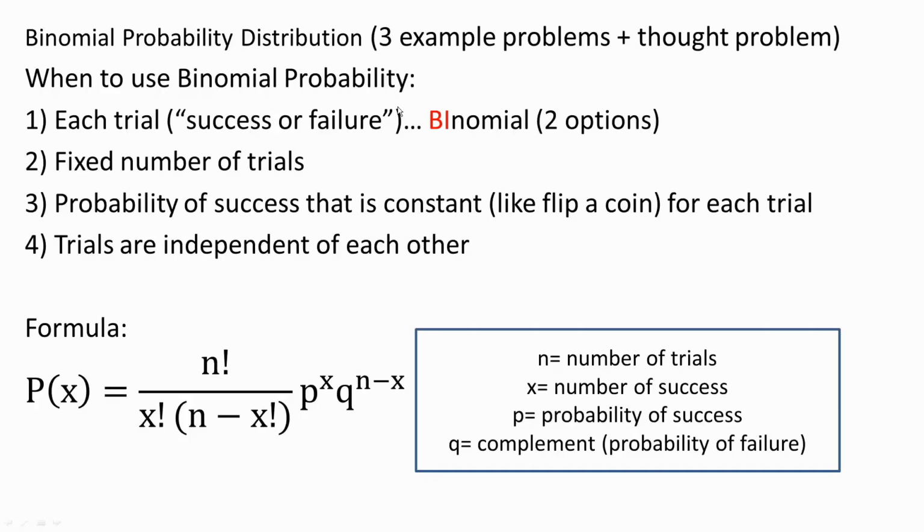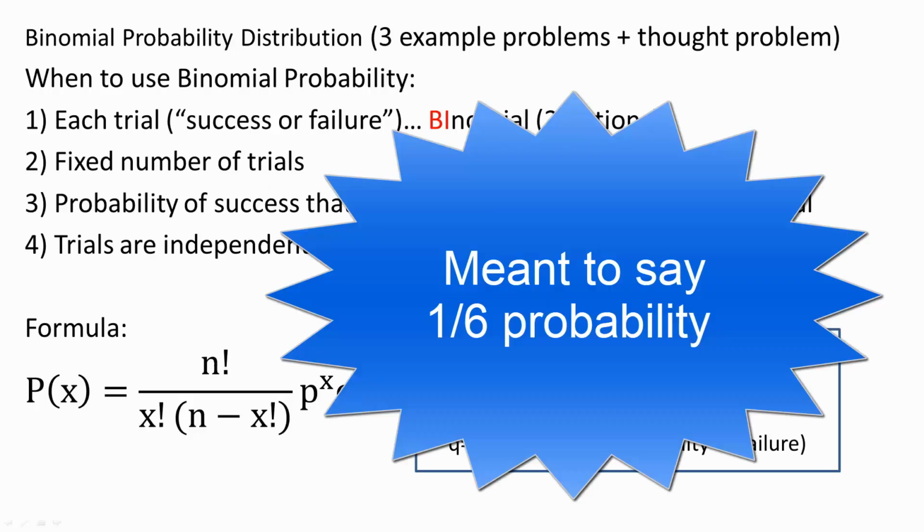The first question we need to ask ourselves is, is this a binomial probability problem? Each trial is a success or failure. This is correct because you're either landing on the outcome you want or you're not. It has a fixed number of trials; we said it was 5. The probability of success is a constant, and trials are independent of each other.